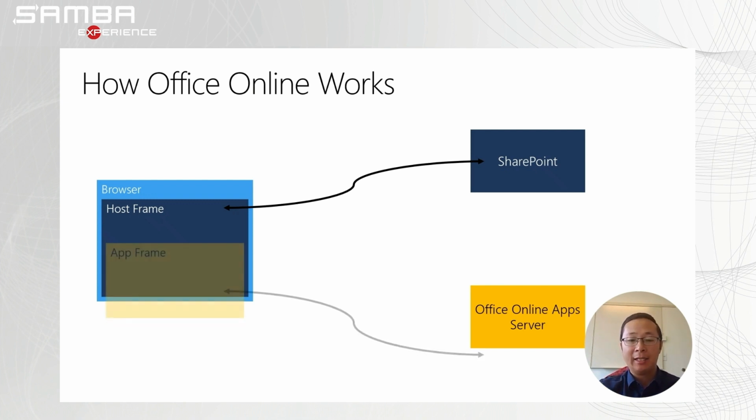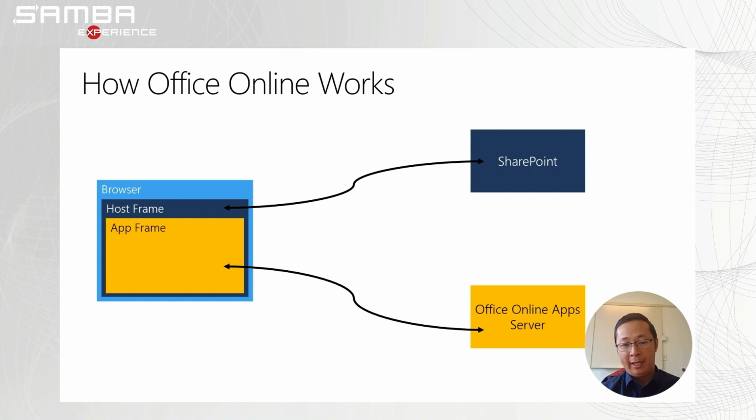Inside the host frame, there will be an app frame. What is the app frame? It is where you can see the file content rendered, looking like the Office application, right? That is the work of the Office Online application server. It reads the content and renders everything to show as an Office application to the end user in the application frame. The host frame itself provides an iframe which points to the app frame.